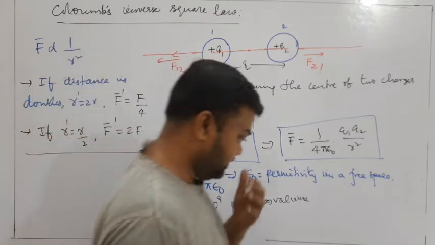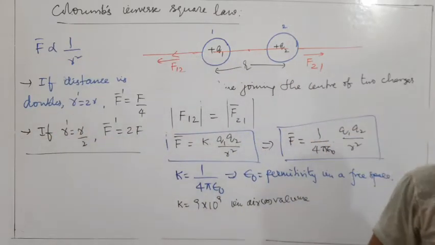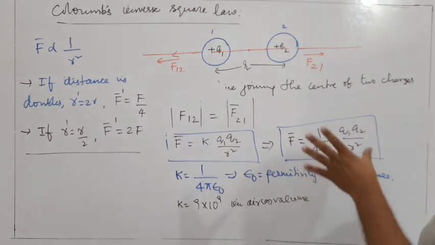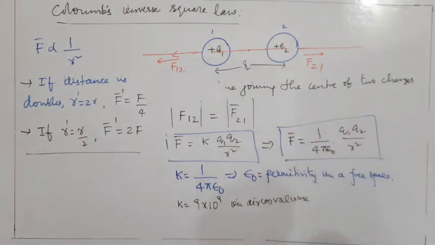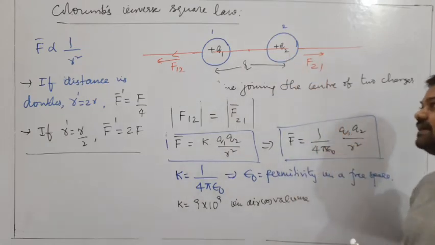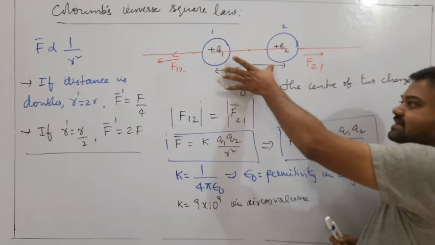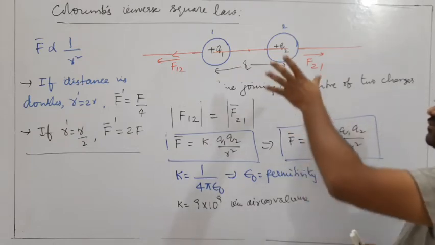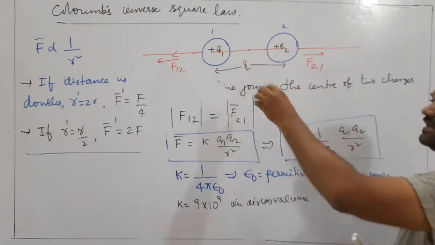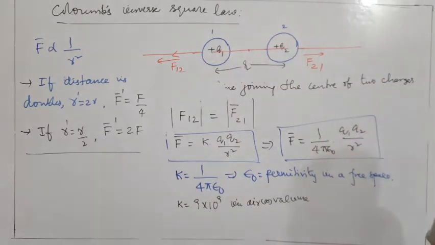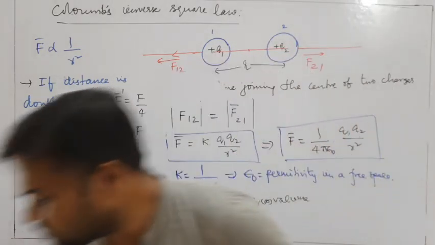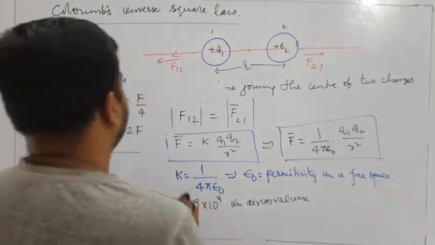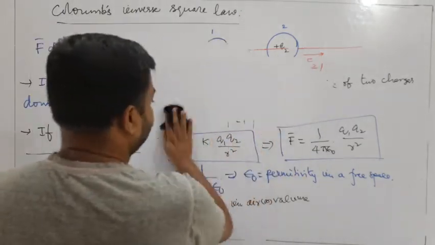Finally, what is the statement of Coulomb's inverse square law? The force of attraction or repulsion between any two charges is directly proportional to the product of their charges and inversely proportional to the square of the distance between the two charges. And the force must always act along the line joining the centers of two charges. This is Coulomb's inverse square law. Okay, finally I will write the statement.